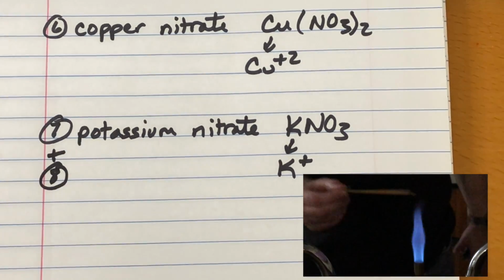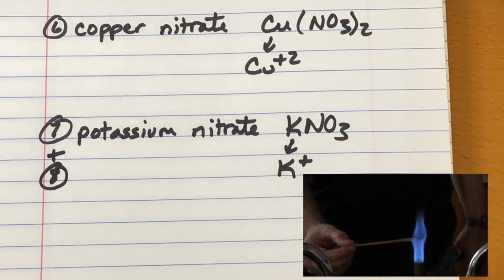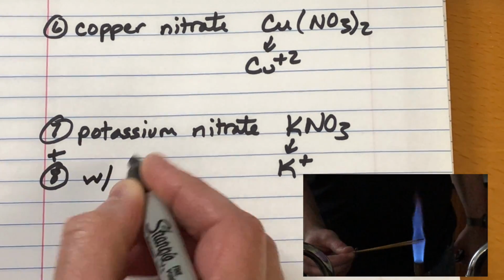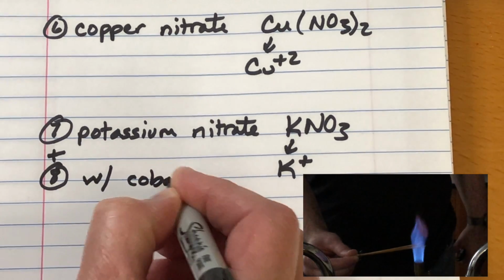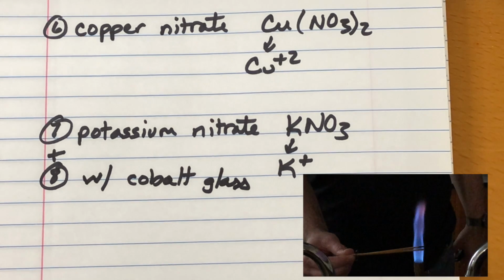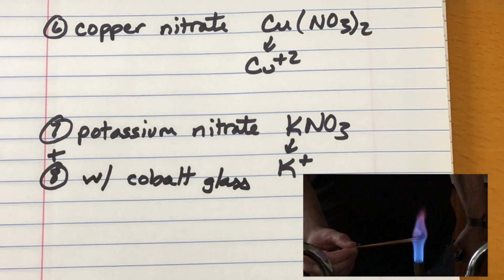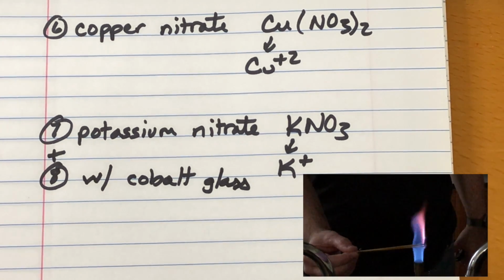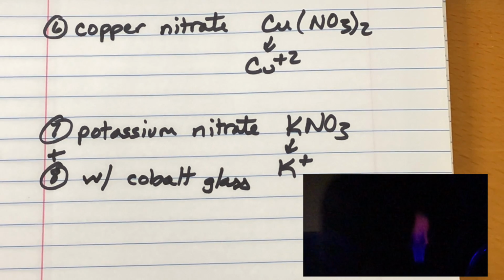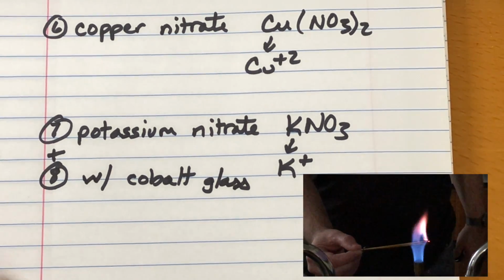So we're going to repeat potassium nitrate because the lavender is not always easy to see. However, this time we're going to be doing the experiment with something called cobalt glass. Cobalt glass is a dark blue colored glass. You might see it in stained glass windows. And as you can see, when you add the glass in front of the lens, it changes the color of the potassium. Now that's important because potassium in a mixture is oftentimes hard to see. Cobalt glass will reveal that in a mixture, and it works only with the potassium ions.